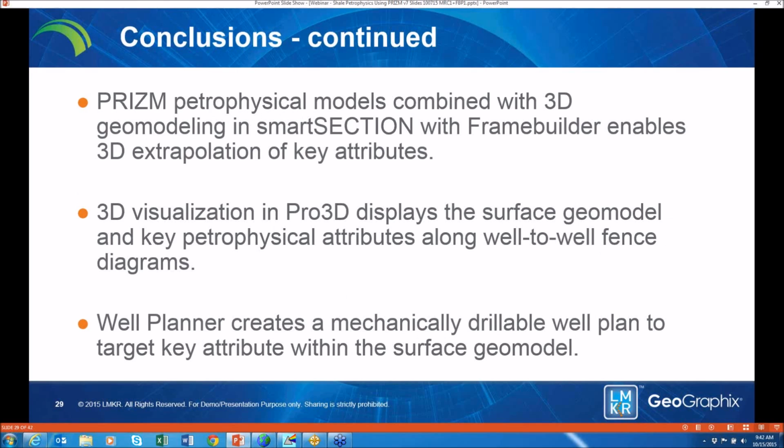PRIZM is a powerful multi-well petrophysical modeling application that integrates seamlessly with the other GeoGraphix applications to support comprehensive reservoir characterization. Attributes extracted from the PRIZM model can be used to guide the creation of a 3D surface created within Smart Section with Frame Builder to extend the interpretation over the reservoir area. These 3D attributes and surfaces are easily visualized along with other 3D objects in Pro3D for better insight into the trends, scale, and character of the reservoir.